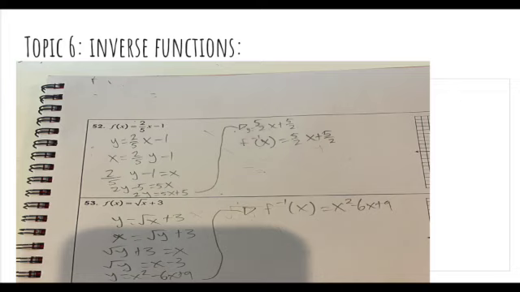And then y equals x squared minus 6x plus 9. Then finally you get the answer: f inverse of x equals x squared minus 6x plus 9.